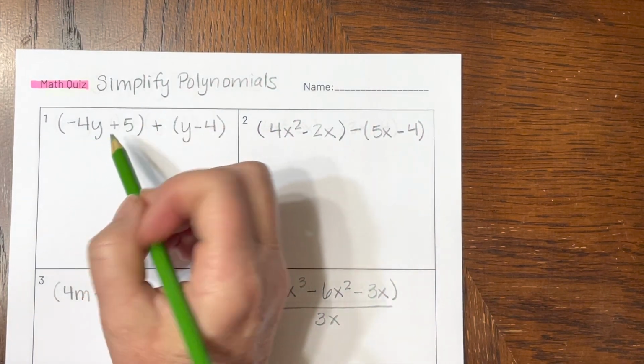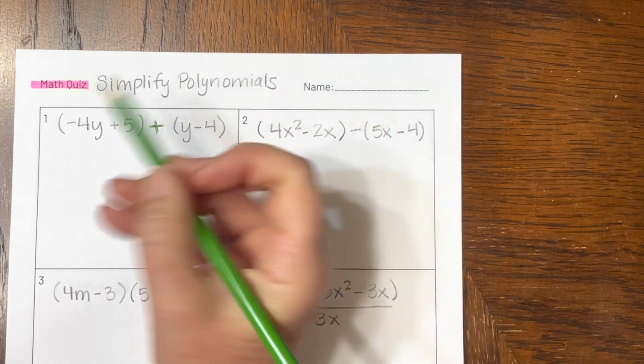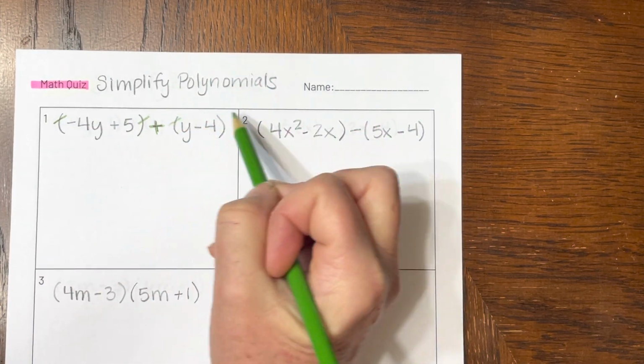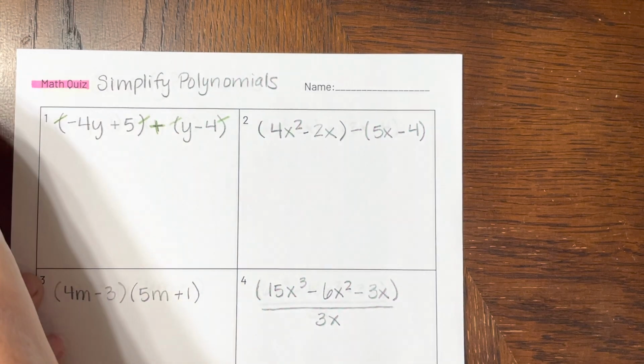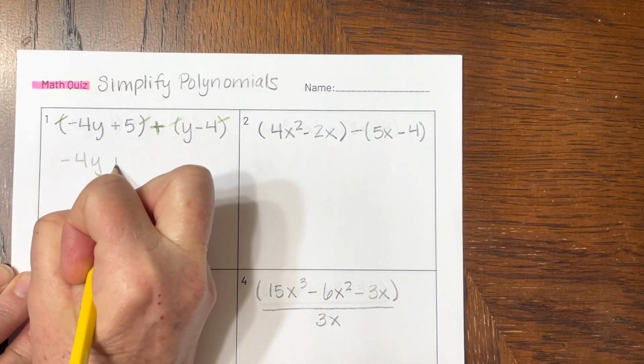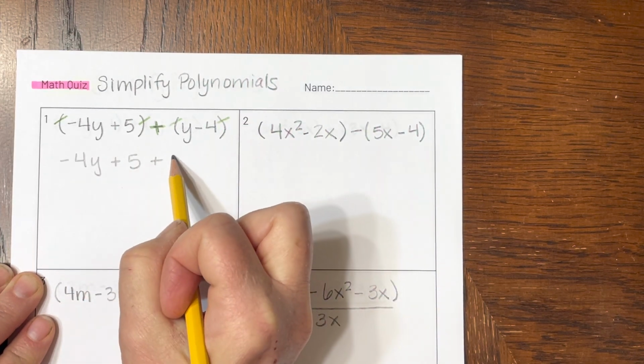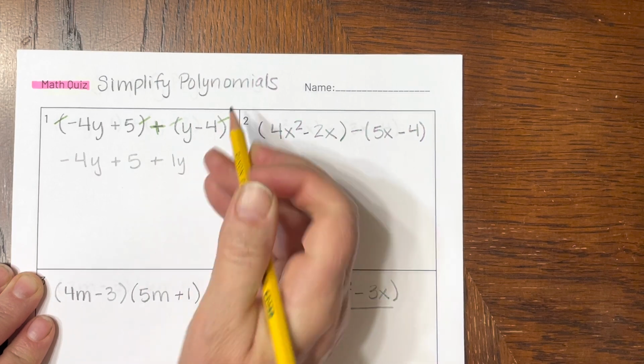Okay, notice in number 1, we have addition. Addition is our friend here because you know what that means? We can just get rid of all of our parentheses. That means I'm just going to rewrite this without all of the parentheses so I can see what I need to combine. Now remember, this y is the same thing as a 1y, so if it helps, write that in.